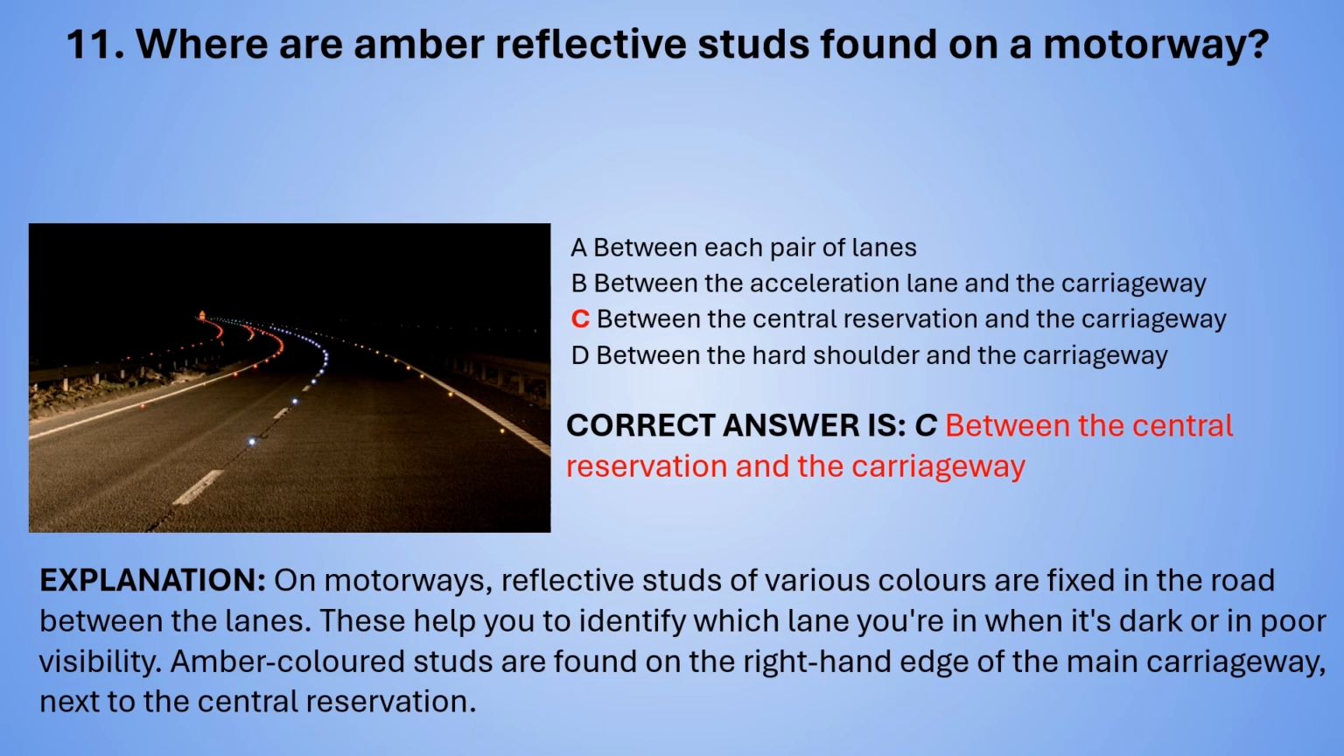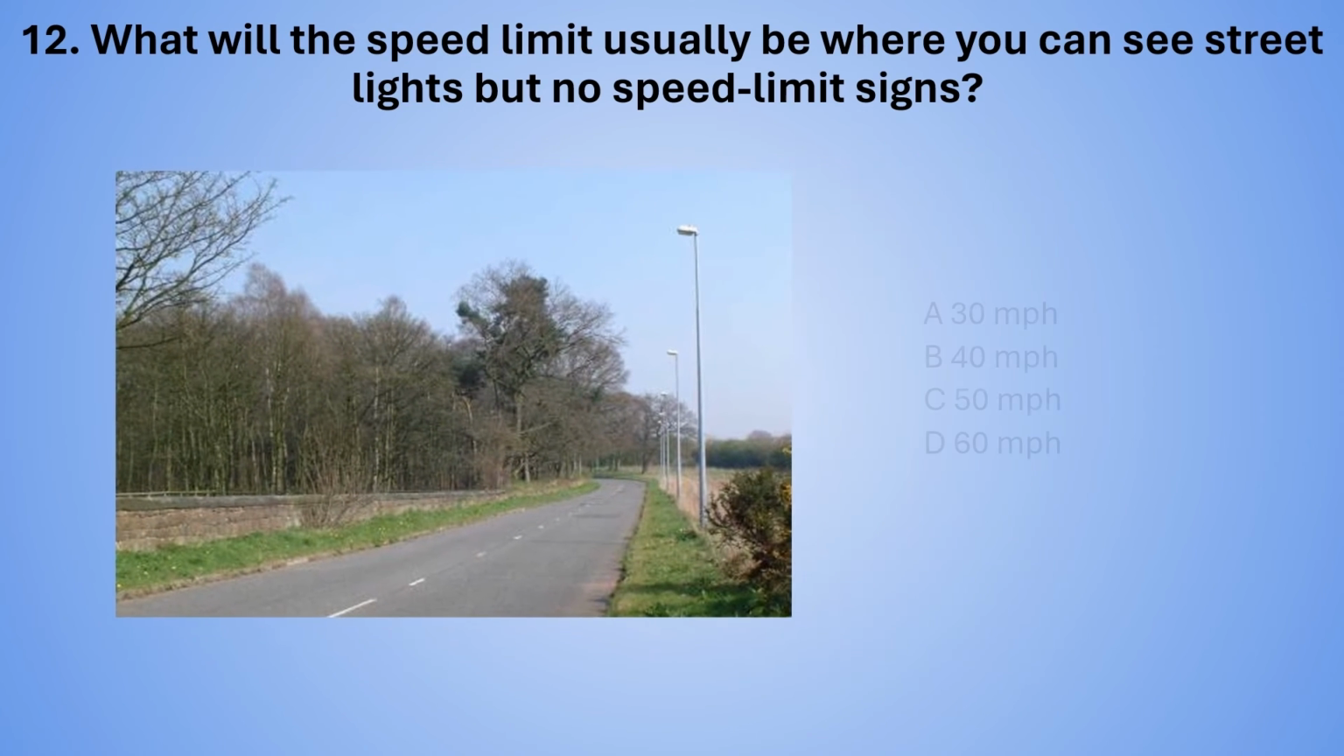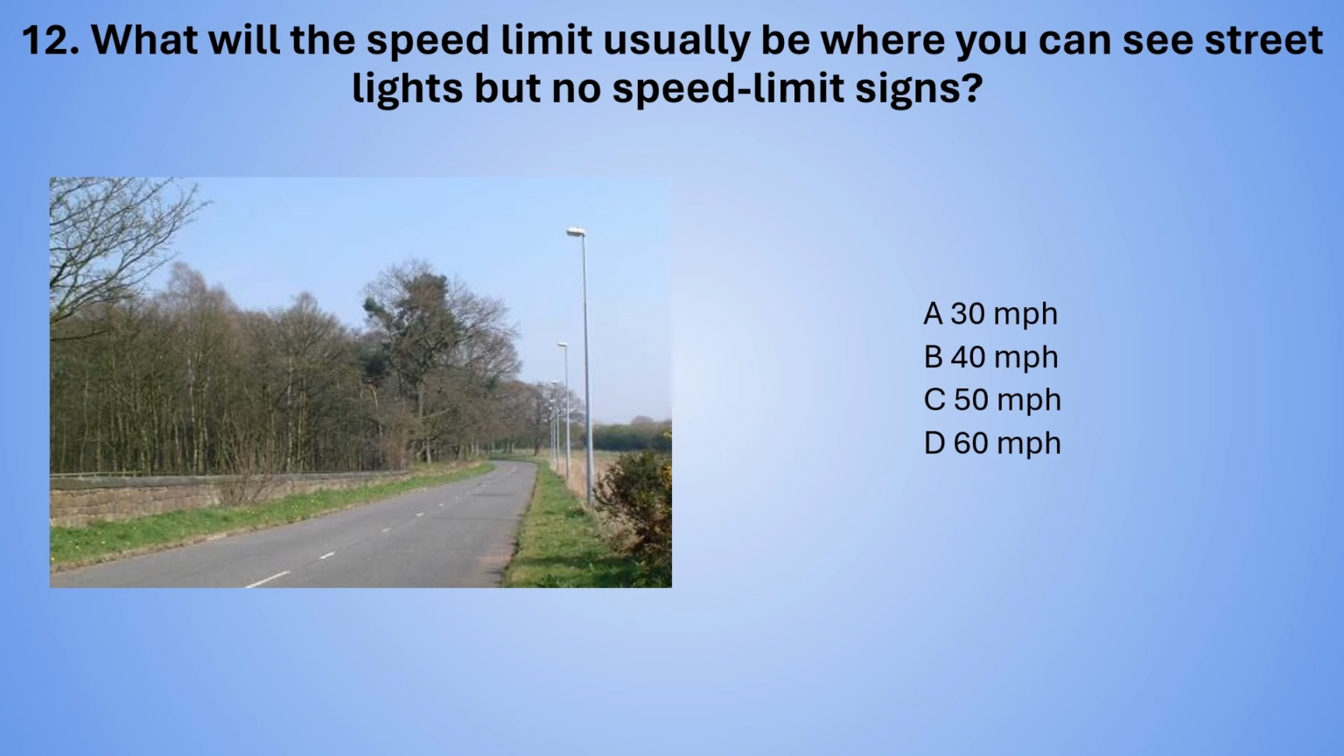Question number 12. What will the speed limit usually be where you can see street lights but no speed limit signs? A. 30 miles per hour. B. 40 miles per hour. C. 50 miles per hour. Or D. 60 miles per hour. Okay guys, so you have 5 seconds to guess the correct answer. 4, 3, 2, 1. The correct answer is A. 30 miles per hour.